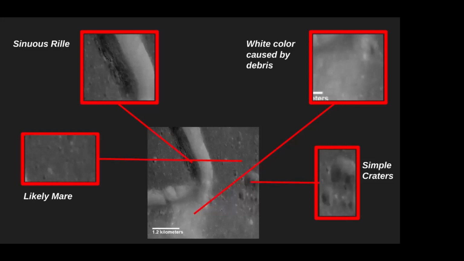There is also white color present at the bottom of this photo. We believe that this is likely caused by debris from various impactors, and we believe that it's mainly silica due to its white color, which is a compound of oxygen and silicon. There is also the presence of simple craters to the right of the image. Initially, they were thought to be possibly complex, again, due to their seemingly irregular shape, but we believe that it's likely that they're two simple craters in close proximity to each other.